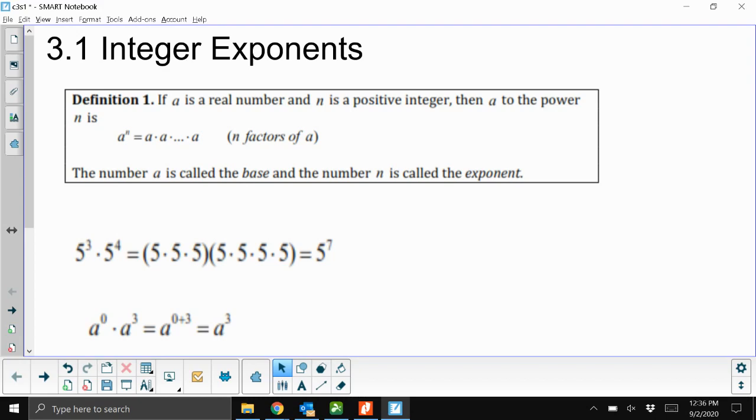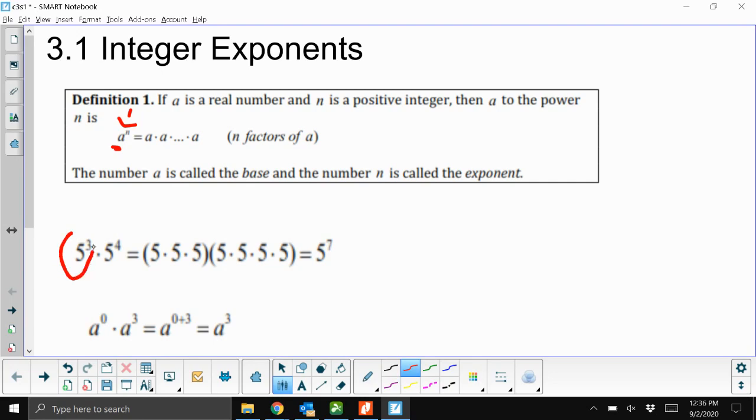I want to make sure we understand, in this situation here, we've got what? The A is the base, and N is what we call the exponent. Hopefully we already know that. An exponent doesn't mean that's what we multiply by. The exponent tells us how many times we multiply that number by itself.